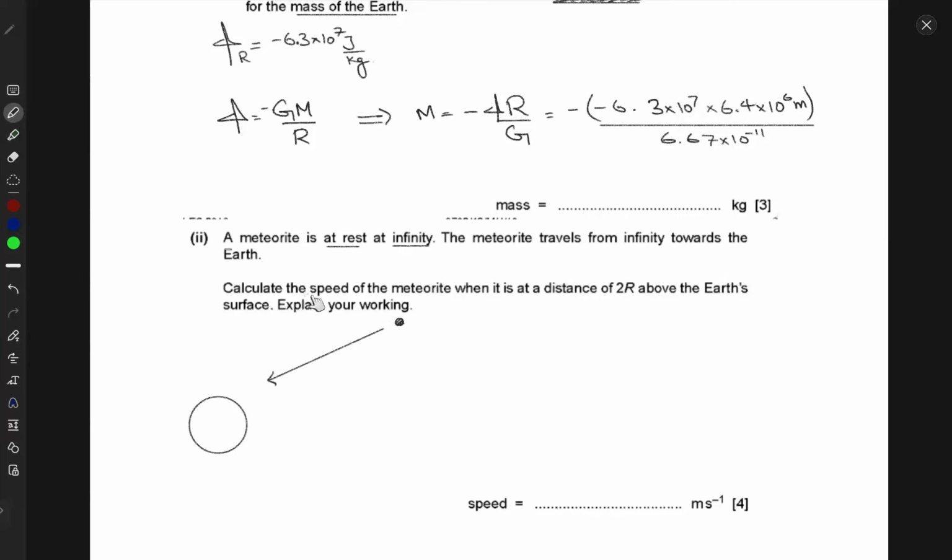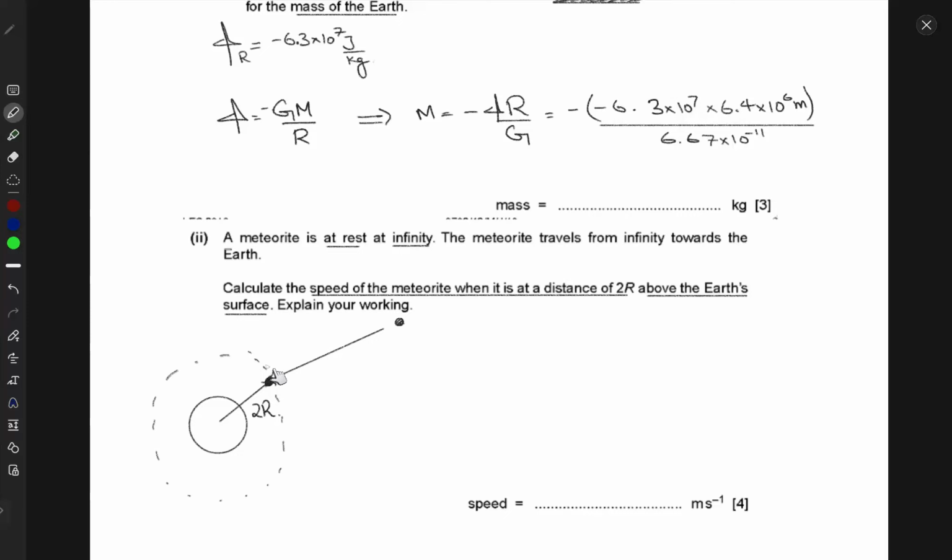And we want to calculate the speed of the meteorite when it is at a distance of 2r above the Earth's surface. So we want to calculate the speed of this meteorite when it's 2 times the radius of the Earth. So maybe it's somewhere in this region. When this meteorite reaches this point, which is approximately just 2r given in the question, we want to see what would be the speed of this meteorite when it is at this particular point.